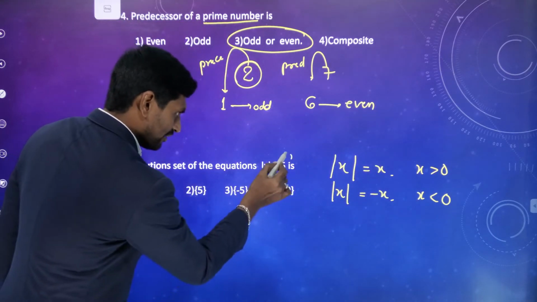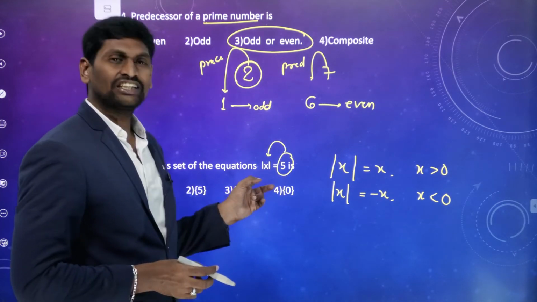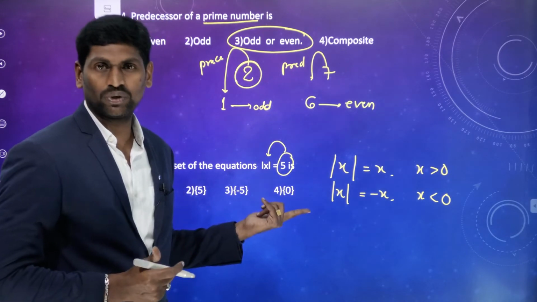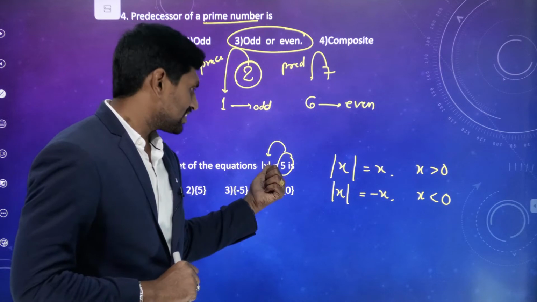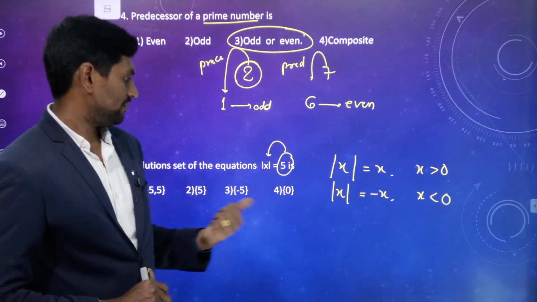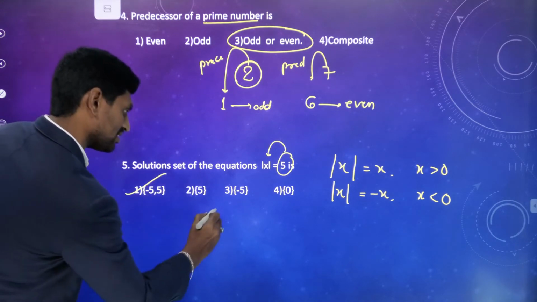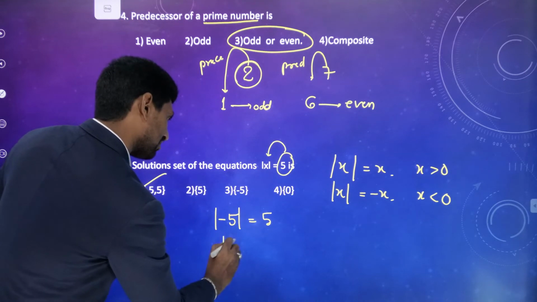That means this 5, whether it is inside a modulus, can be minus 5 or plus 5, we don't know. So we have two options. The x value can be negative 5 or positive 5. This is because modulus of minus 5 is also 5, and modulus of 5 is also 5.